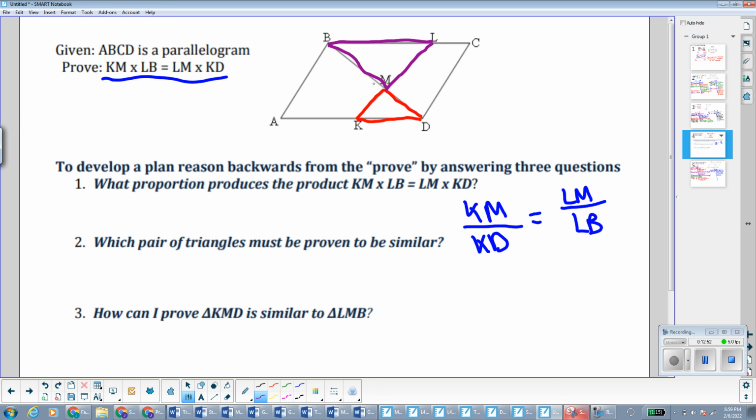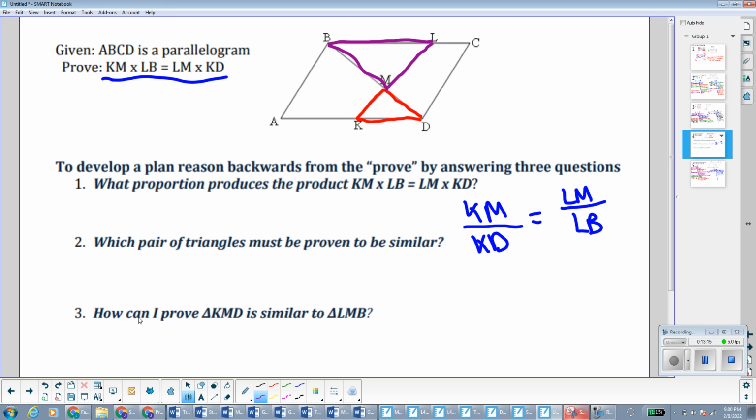So now I know which 2 triangles I'm focusing on from the proportion, the 2 triangles that we need to prove similar in order to prove the proportion and then prove the product. Finally, we'll ask ourselves, how can we prove the 2 triangles that we're focusing on similar? Pause the video.